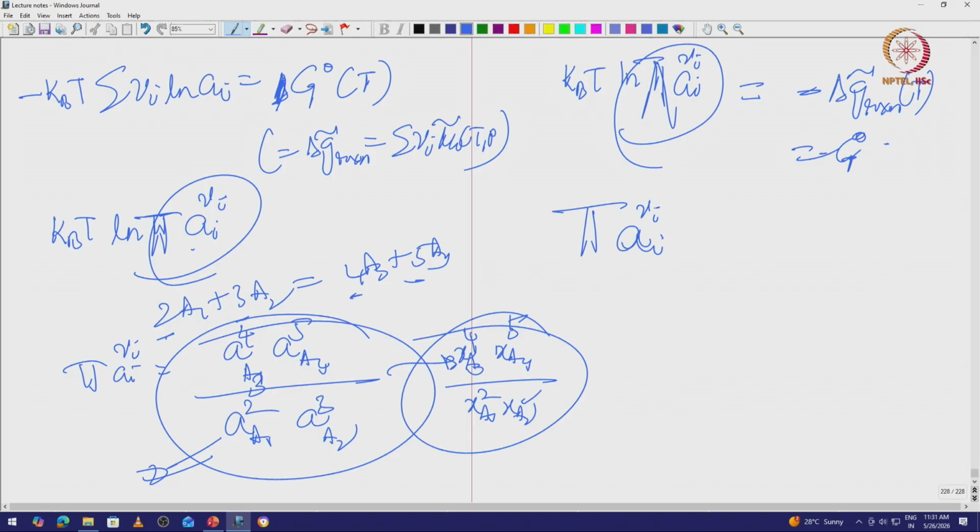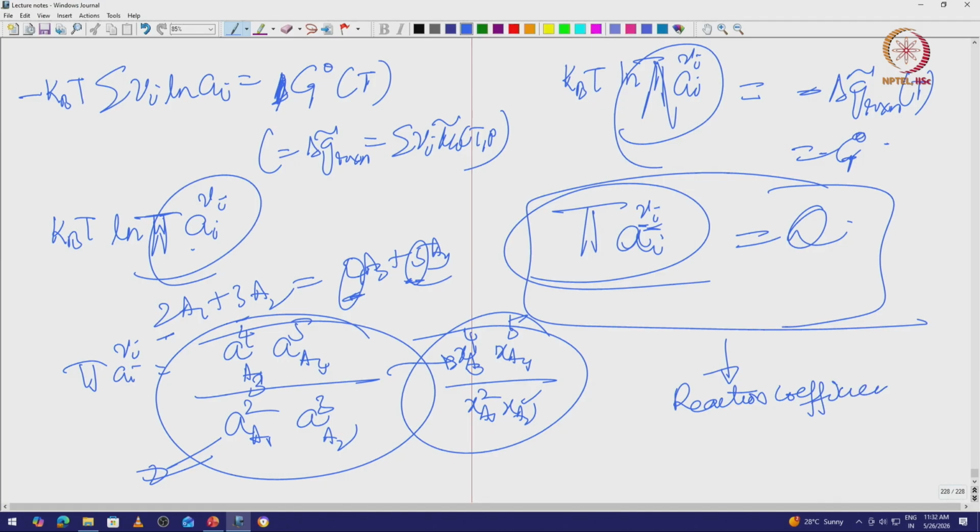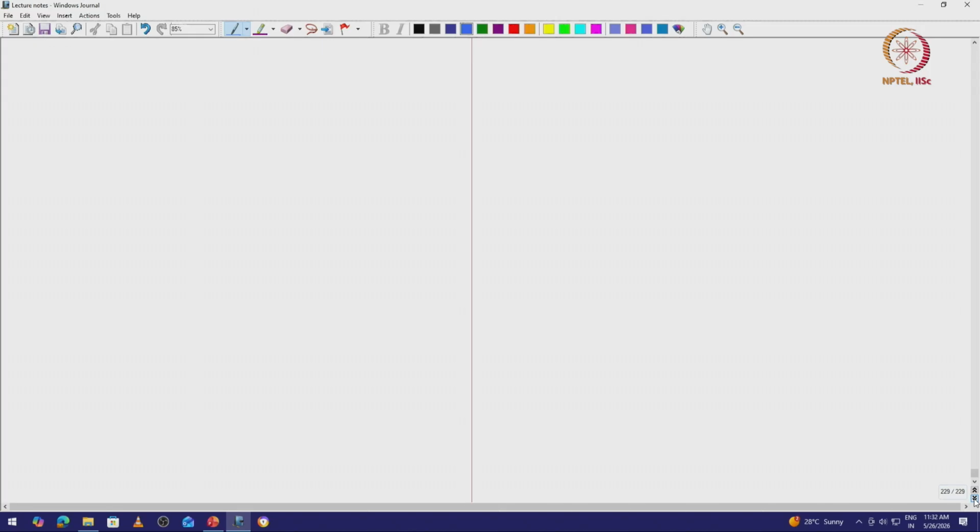So, now I am going to call this number, the product of all the activities powered with corresponding pre-exponents, the number of reactant molecules giving rise to the number of product molecules, that pre-index being my nu I, I am going to call it Q, and Q is what is called the reaction quotient. Okay. All right, that is Q, very good.